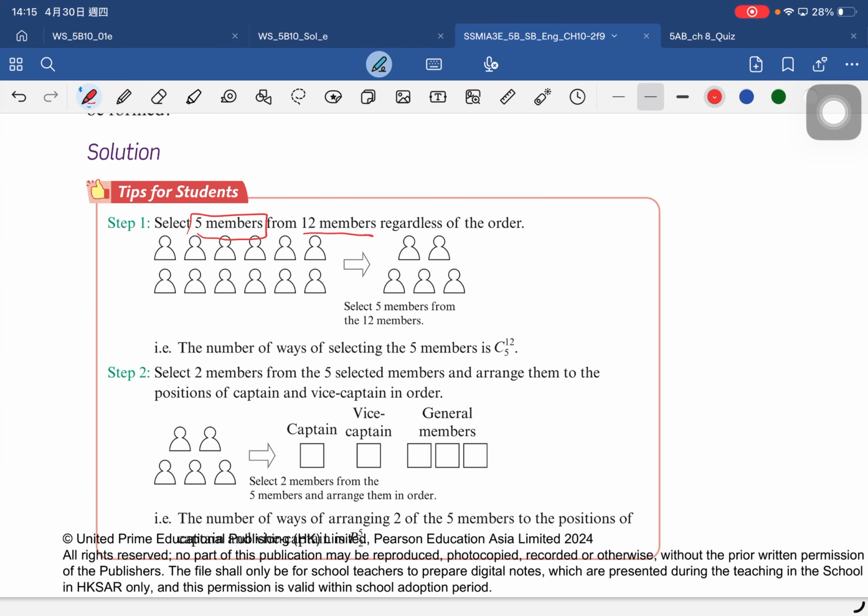Out of 12 members, we need to select 5 members first. And then amongst the 5 members, what should you do? You should select any 2 of them for the first position, and then the other one must be the second position. That means one is captain, and then the other one must be vice captain.